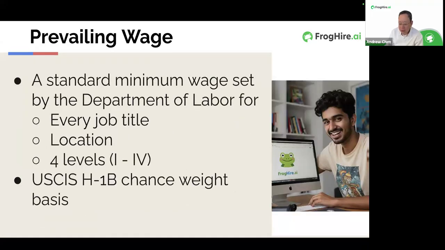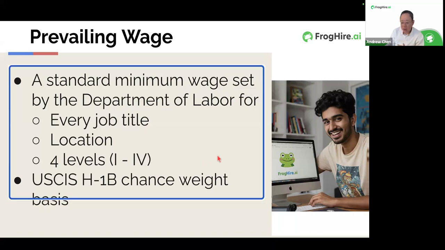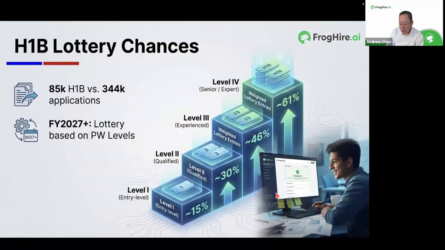Okay, prevailing wage, as June already said, is a standard minimum wage set by the Department of Labor for every job title and every location. There are 4 levels, from entry level to expert level. And the USCIS H1B chance is weighted by the prevailing wage. So it's very important if you are level 1 versus level 3. Level 3 get 46% of the chance in the lottery, and the level 1 only get 15%. So of course, the higher your level, the better.